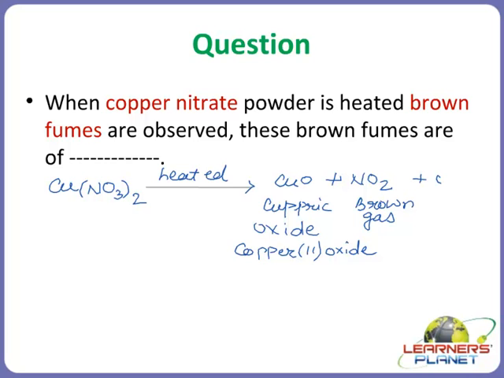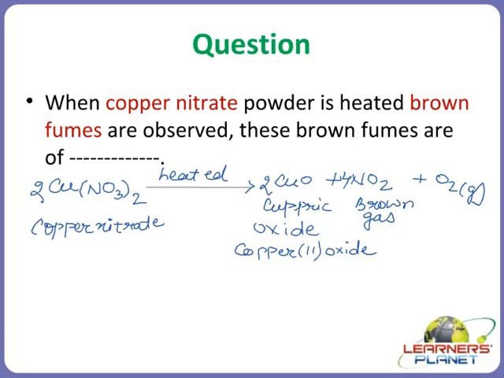Plus oxygen gas. So, is it balanced? I think I should make it 2, so that it is 2 copper oxide and finally it is 4 NO2. So these are the products obtained. What is Cu(NO3)2? It is copper nitrate.